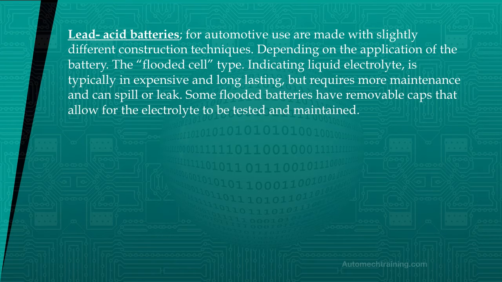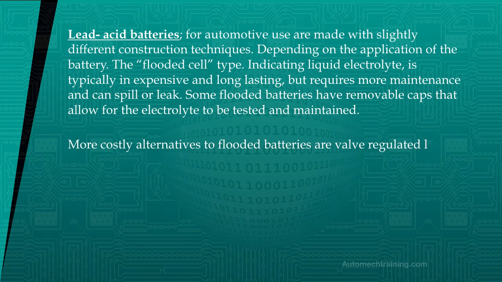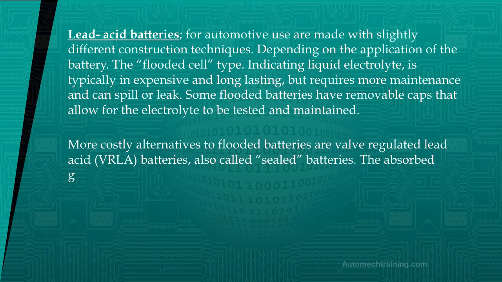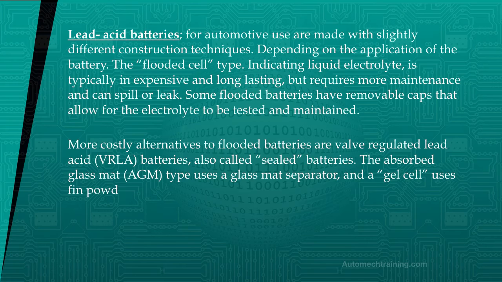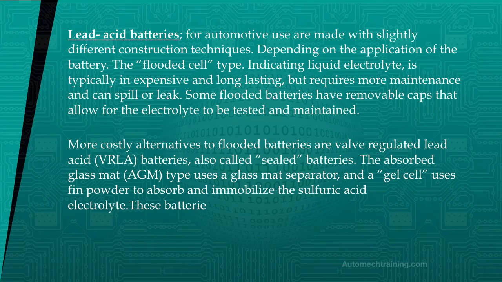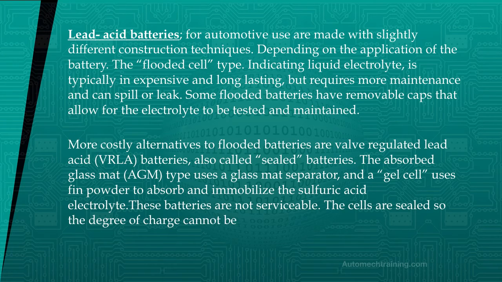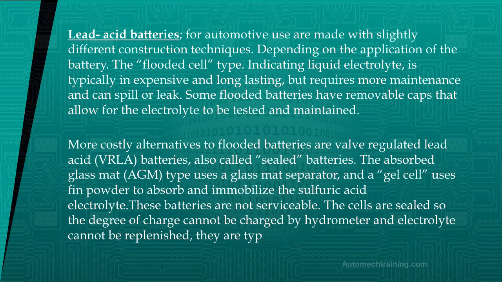More costly alternatives to flooded batteries are valve-regulated lead-acid (VRLA) batteries, also called sealed batteries. The absorbed glass mat (AGM) type uses a glass mat separator, and a gel cell uses a thin powder to absorb and immobilize the sulfuric acid electrolyte. These batteries are not serviceable. The cells are sealed so the degree of charge cannot be checked by hydrometer and electrolyte cannot be replenished. They are typically termed maintenance-free by proponents.